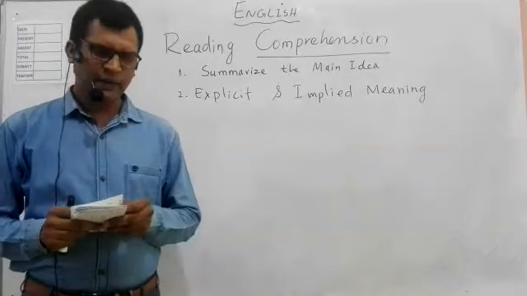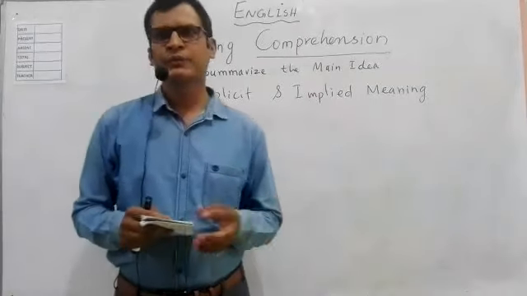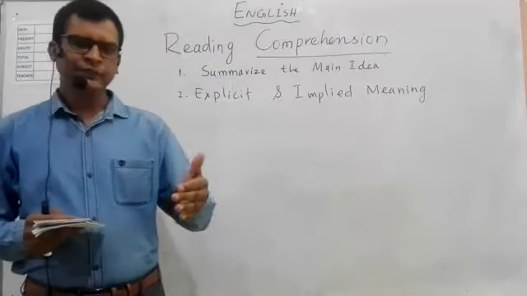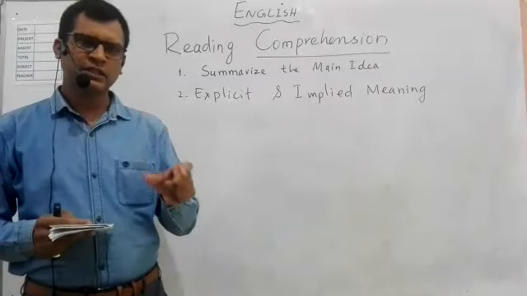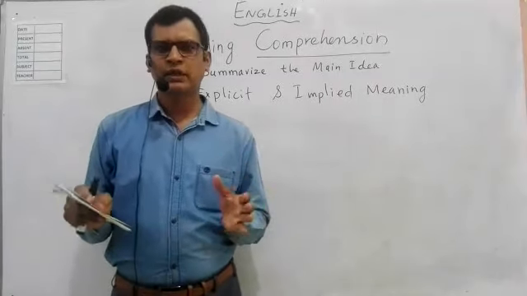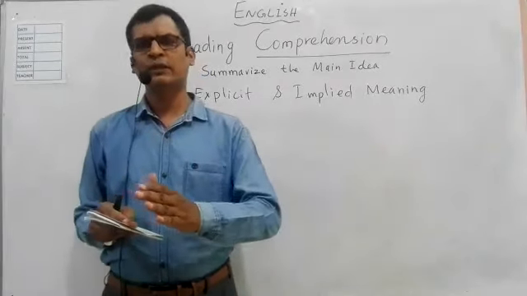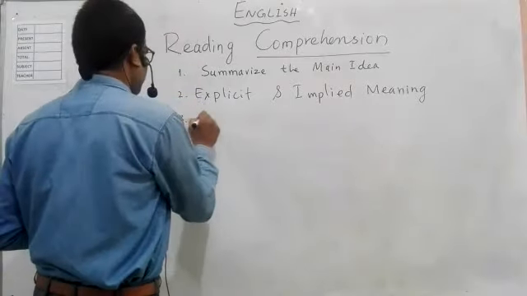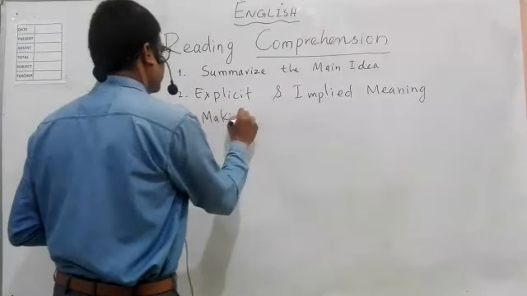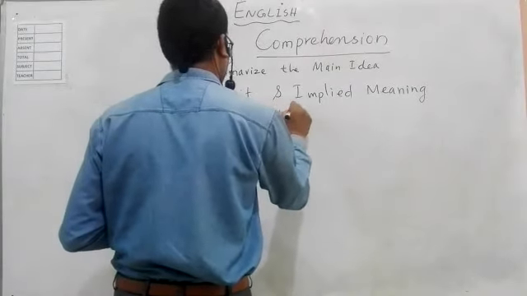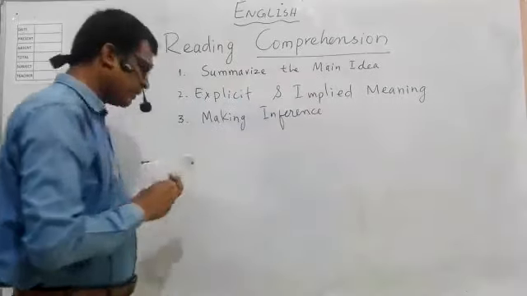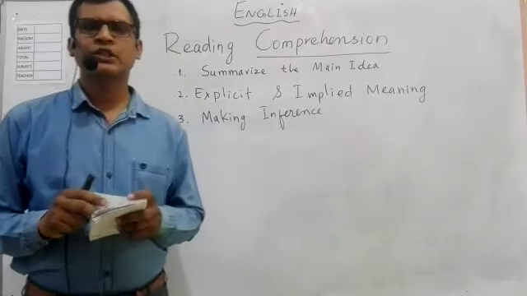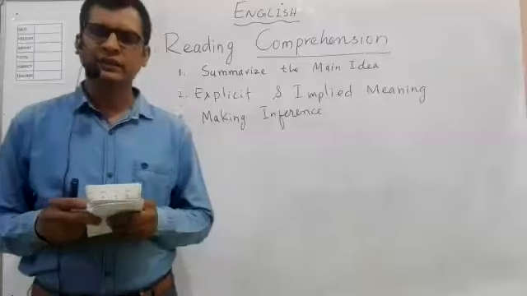The writer might have shown some kind of tendency towards one of the characteristics or the other. So by looking at the words specifically, you will have to come to that conclusion that okay, the writer is favoring one thing or disfavoring. Then there is making inference. When we say infer or inference, we again mean the information which is not directly given there.